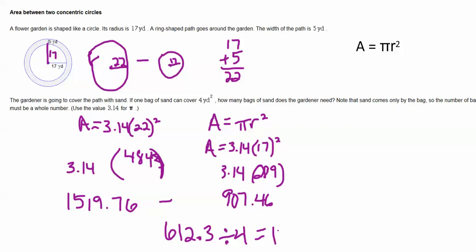And that gives us 153.075. And then we need to know how many bags to purchase. Again, our normal rounding rules would say we round down to just 153 bags of sand. But if we only buy 153 bags of sand, we don't have enough. So in this particular problem, we're going to have to, just like the others, round up. So we need 154 bags of sand in order to complete the project.